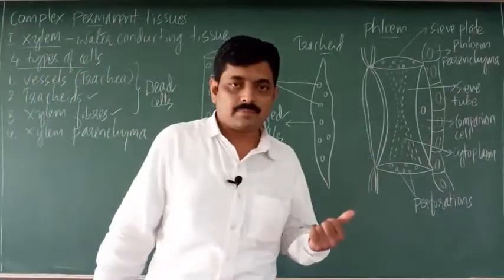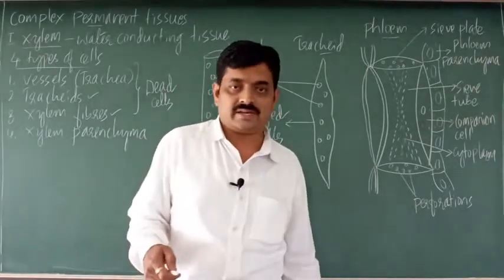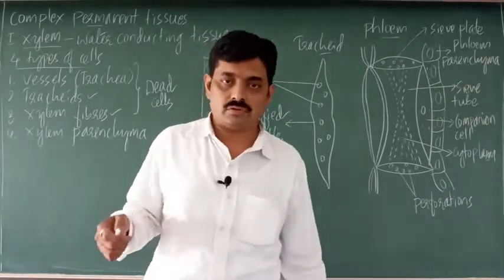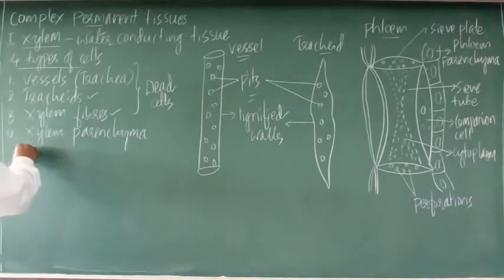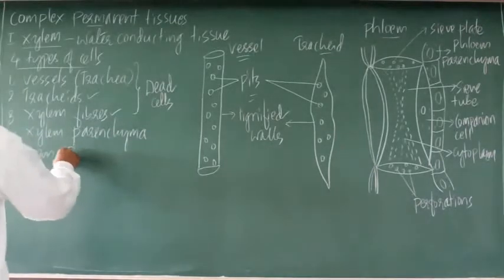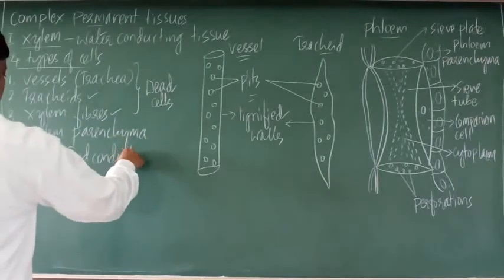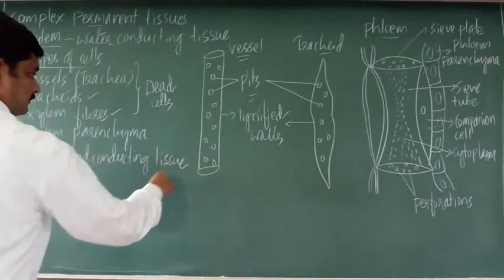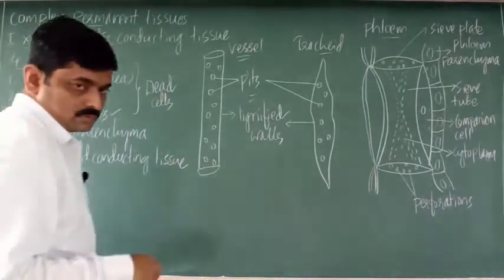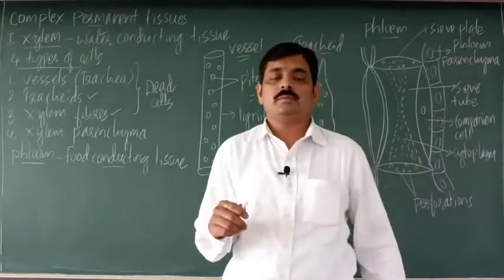So phloem, it is the food conducting tissue in plants. So it conducts food, means it transports food. Right? So phloem, it is the food conducting tissue in plants.